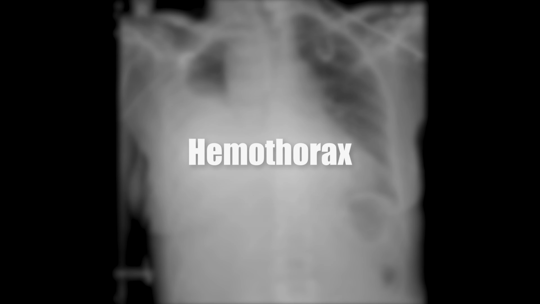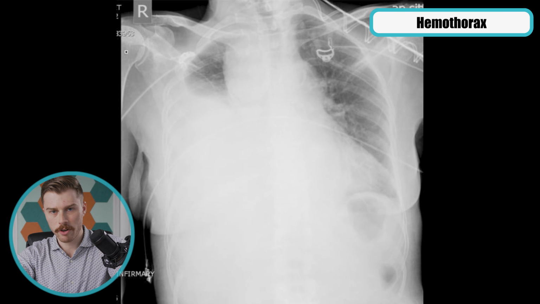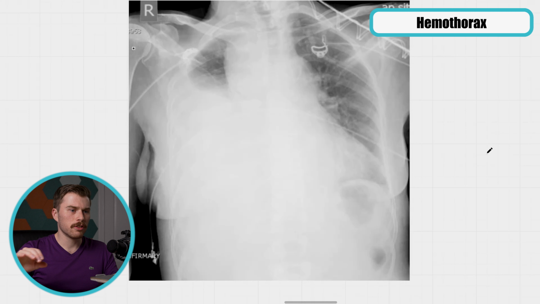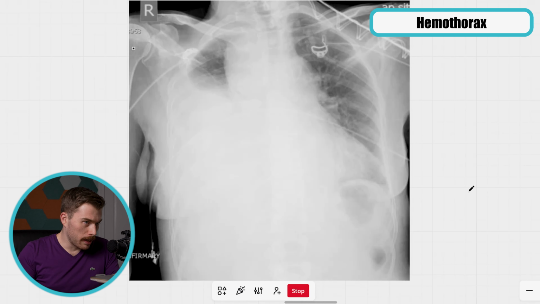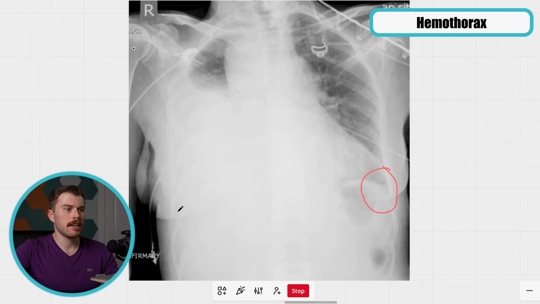Hemothorax is when blood collects in the pleural space, which compresses the lung and prevents normal expansion. Now, if you remember from anatomy, always check your costophrenic angles to see if there's any blunting. Here, it's more like try to find the costophrenic angles. It's almost impossible. You can see them a little better on this side, but it's still pretty blunted. On the patient's right side, you don't see it at all.